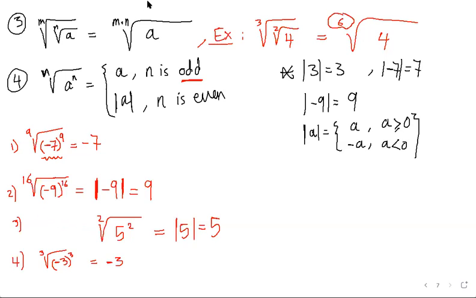So just you have to check if the root is even or odd. If it's odd, keep whatever is inside, put it the same. If it's even, change the sign to positive and keep it the same. Take the absolute value. I mean, this is even, take the absolute value. This is odd, you don't have to take the absolute value.